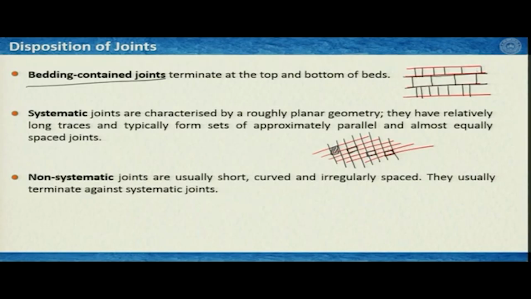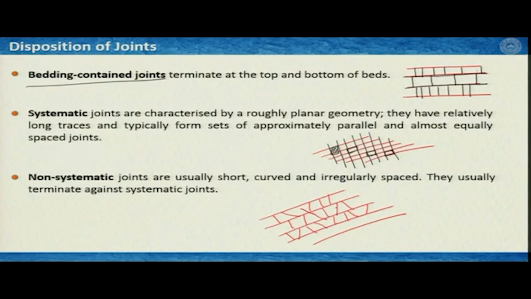And when it is not systematic, non-systematic joints are usually short, curved and irregularly spaced. They usually terminate against systematic joints. So, in a similar way, you can consider that if you have joints like this, and then a second set of joints, maybe they originate in a different way, not necessarily parallel to each other. So, they terminate at some places, they may continue but stop somewhere and so on. So, these are the processes of non-systematic joints.